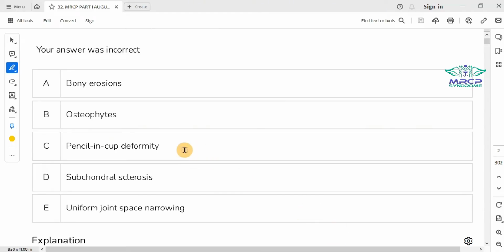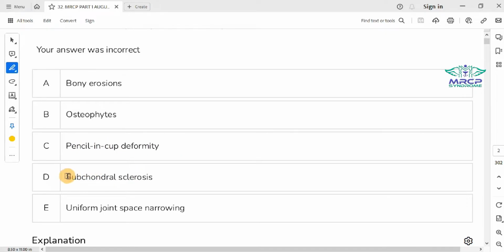Pencil-in-cup deformity, this is found in case of advanced psoriatic arthritis. P for pencil, P for psoriatic arthritis. Whenever one end of the bone becomes tapered like a pencil, fitting into an eroded cup that is shaped to an end of an adjacent bone, this is known as the pencil-in-cup deformity.